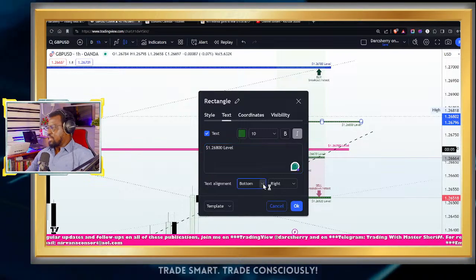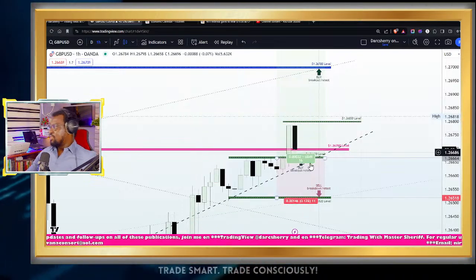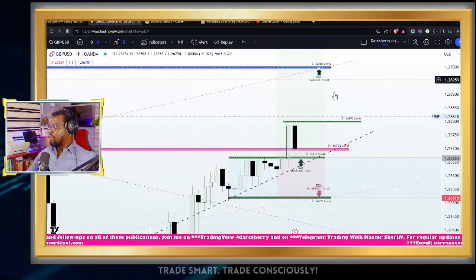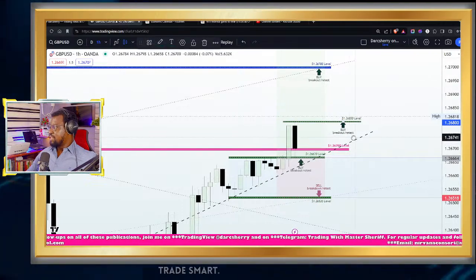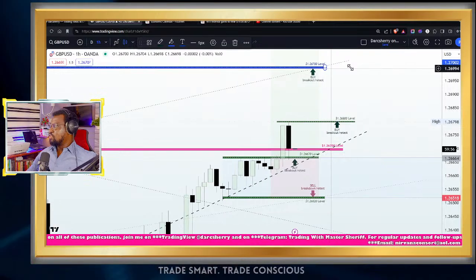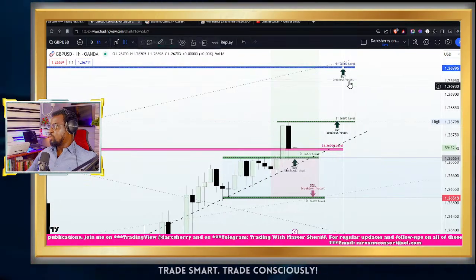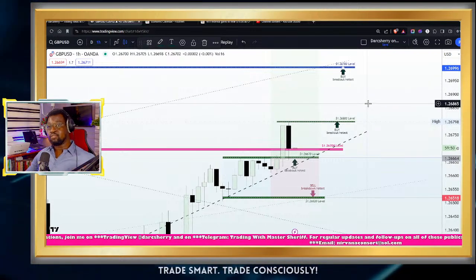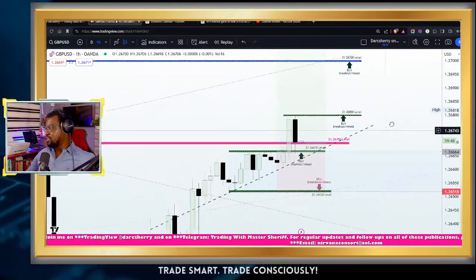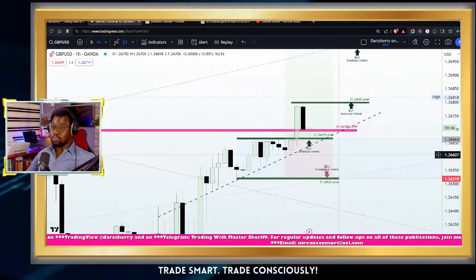So we want to have another buy stop order around that area to maximize the potential of this bullish move if price goes ahead to break out of that structure. Then we also have one at the 1.267 to further maximize this move. So let's see how the market will play out from here.